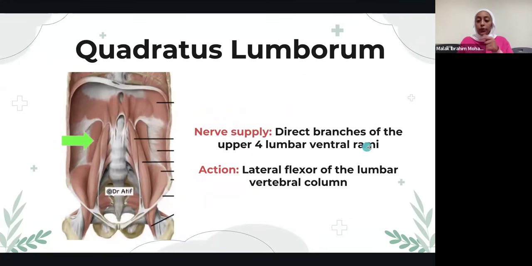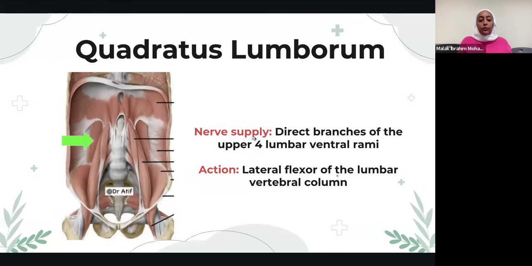It's the upper 4 lumbar ventral rami. You don't have to understand it because it's part of the lumbar plexus, but just know that from the 4 lumbar vertebrae, some nerves will go out, and those 4 are the ones that will supply your quadratus lumborum. Now, what is its action? It's the lateral flexion of the vertebral column.